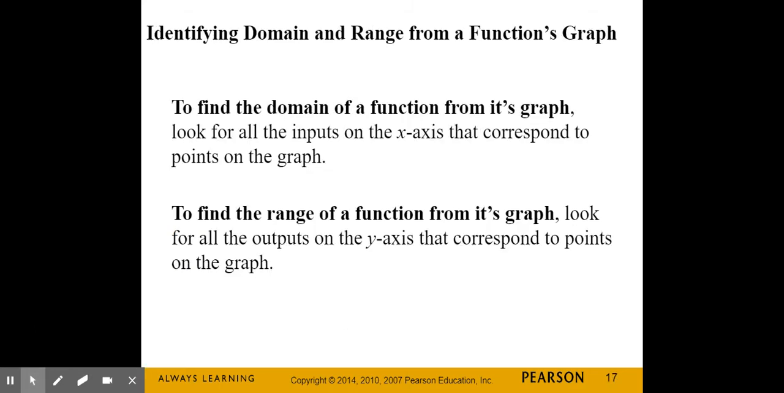Identifying domain and range from a function's graph. To find the domain of a function from its graph, look for all the inputs on the x-axis that correspond to points on the graph. So again, if you're being asked for domain, it's all the x. To find the range of a function from its graph, look for all the outputs on the y-axis that correspond to points on the graph. So if you're being asked to find the range, it's all the y.